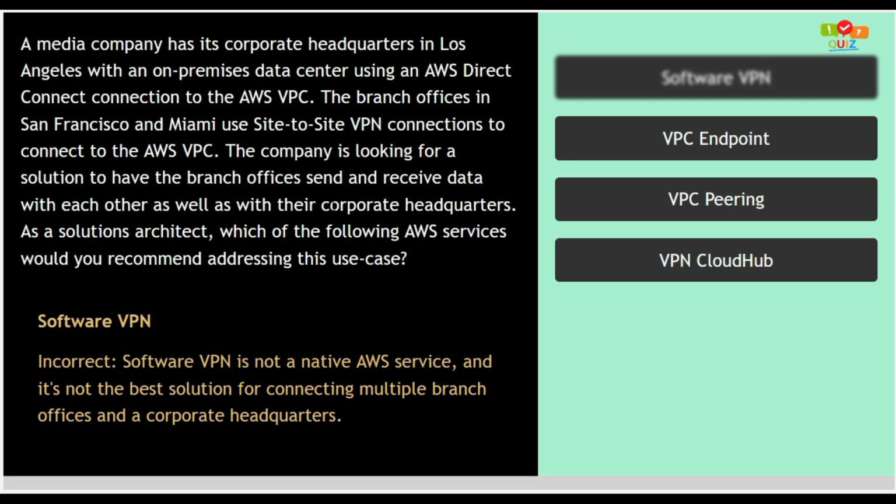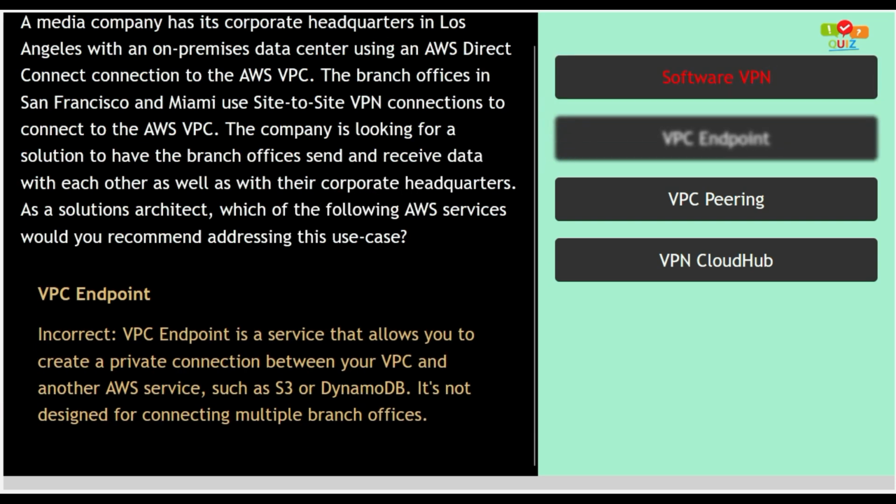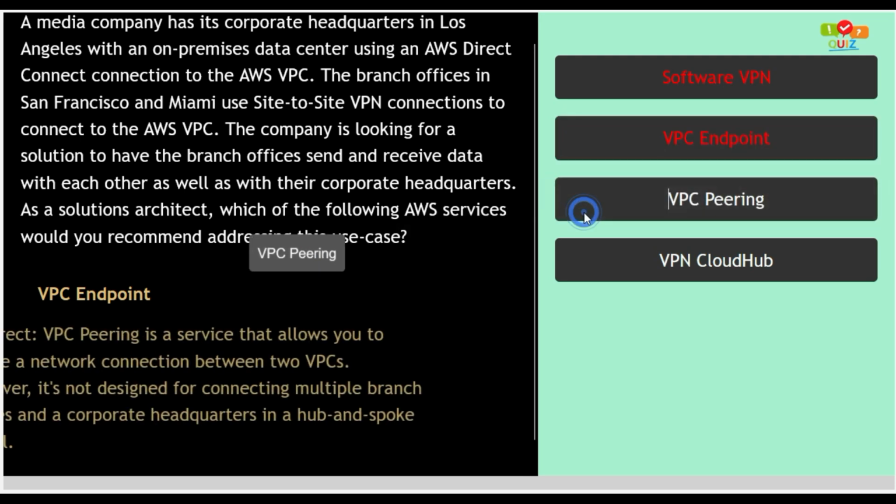Option 1, software VPN. This is incorrect because software VPN is not a native AWS service and it's not the best solution for connecting multiple branch offices and a corporate headquarters. So option 1 is the wrong answer. Option 2, VPC endpoint. This is also incorrect because VPC endpoint is a service that allows you to create a private connection between your VPC and another AWS service such as S3 or DynamoDB. It's not designed for connecting multiple branch offices. So option number 2, VPC endpoint, is incorrect.